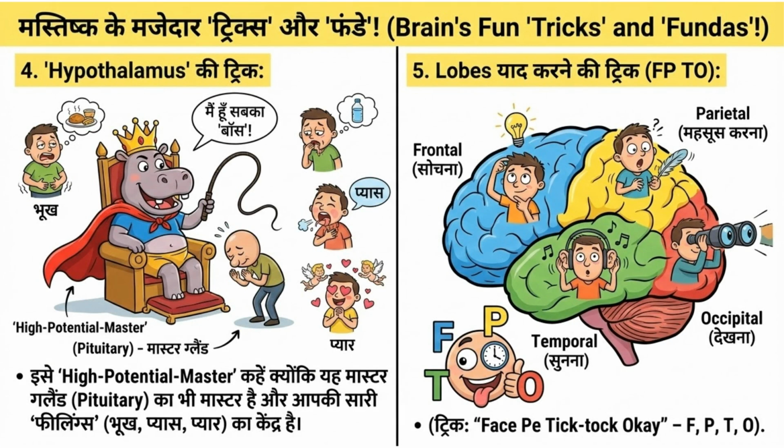Another trick is for the hypothalamus, the high potential master that controls the master gland and all your feelings like hunger and love. To remember the four lobes, FPTO, use the trick: Face P tick-tock OK for frontal, parietal, temporal, and occipital.